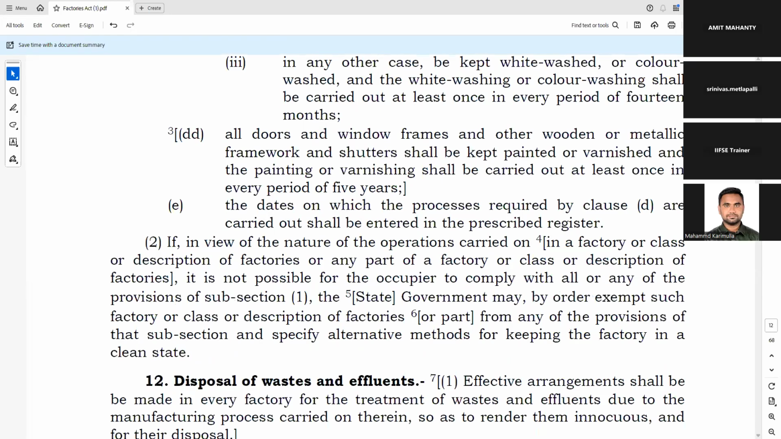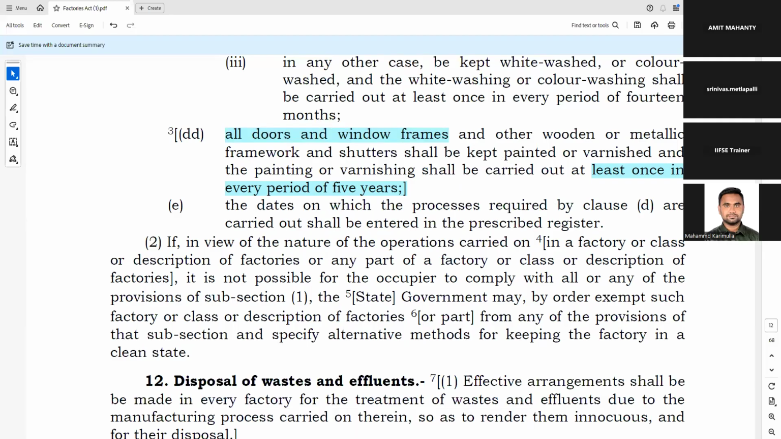Then we have all doors and windows frames and other wooden metallic frames or shutters shall be kept painted or varnished, and also painting or varnish shall be carried out at least once in a period of 5 years. In the same way, whatever the doors and windows, if they are metallic ones, they have to be painted at least once in 5 years. Okay.